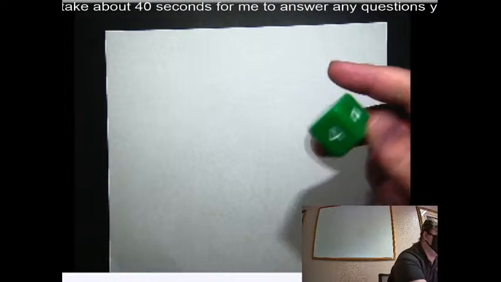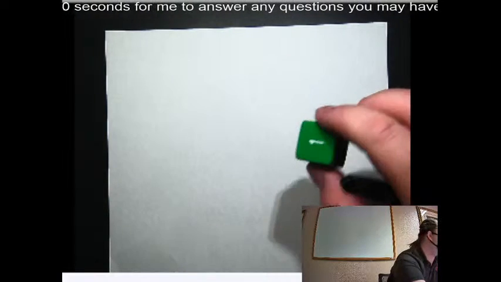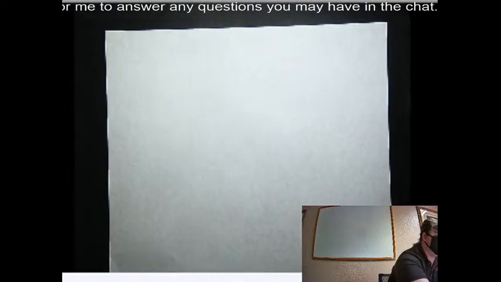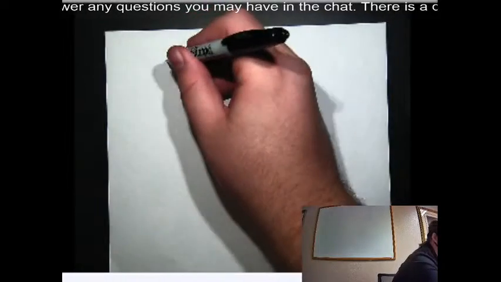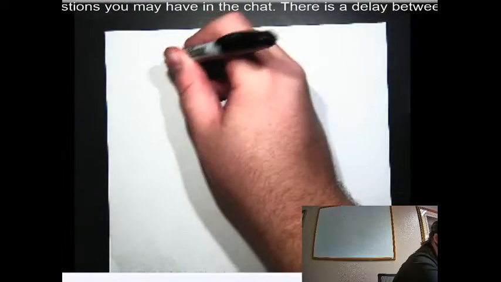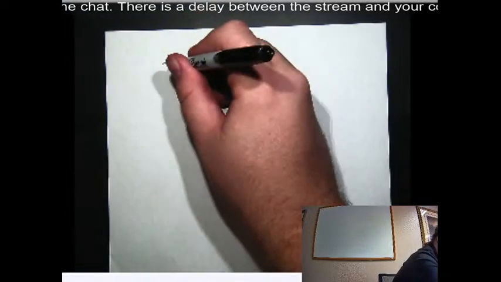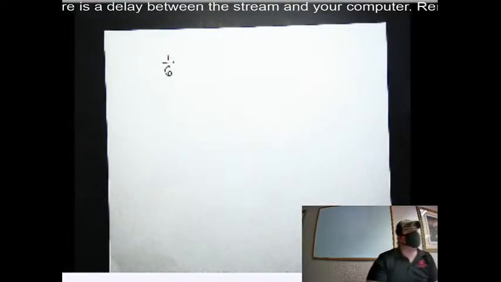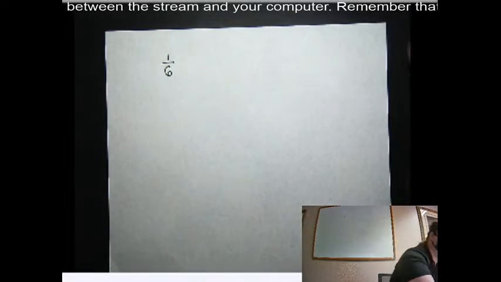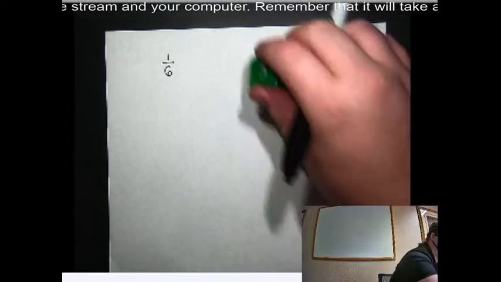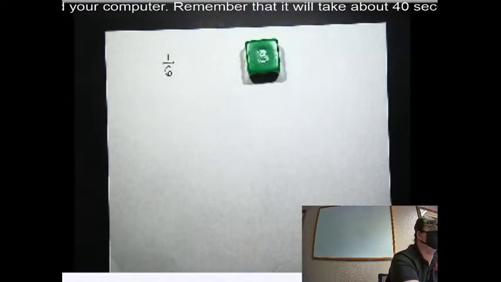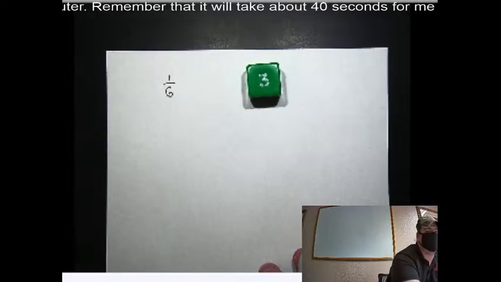Okay, well, how many numbers are there total on this die? 6. So we would say that the number of things that we want to happen is 1, but the total number of things that can happen is 6. So we would say that there is a 1 in 6 chance of getting a 3. Okay, this is very simple probability.